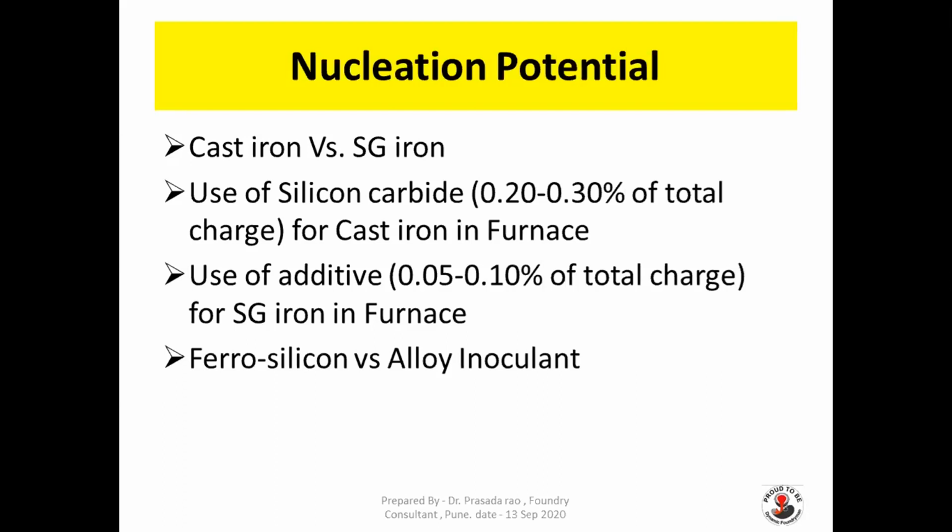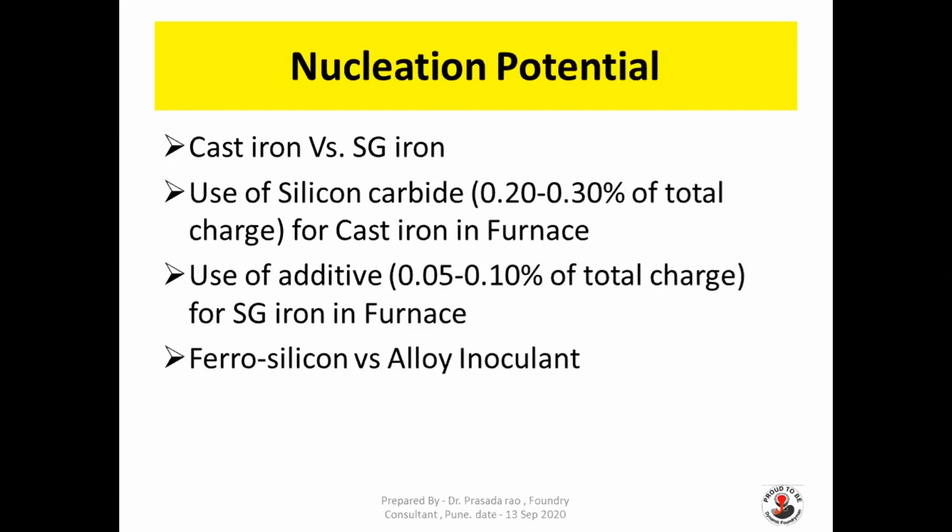If you put it in the bottom, it will erode the lining. If you put it on the top, it does not dissolve because it requires time. Dissolution always takes time. So you have to charge it along with the CRC scrap to get better utilization of silicon carbide. Either use pig iron or use silicon carbide. If you are using both, that is the best for cast iron.